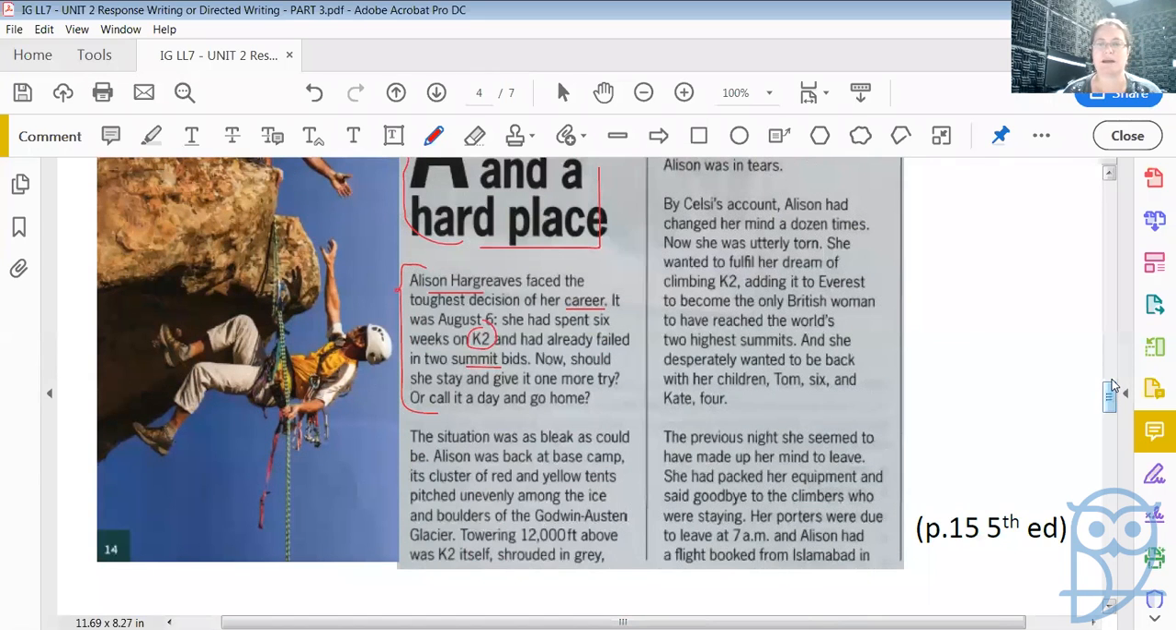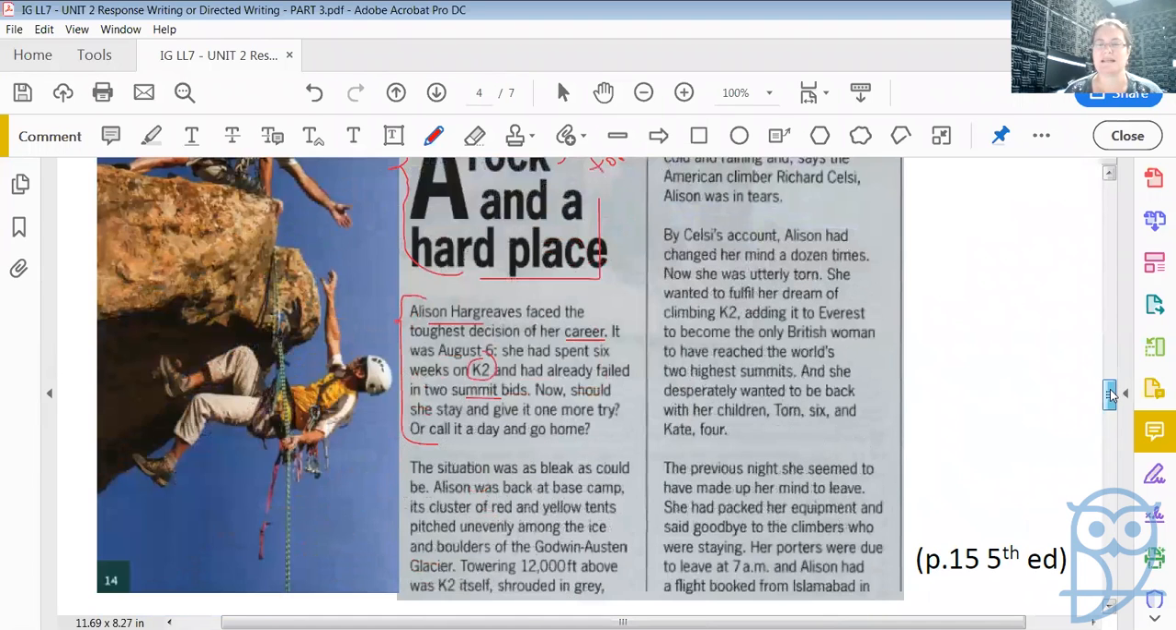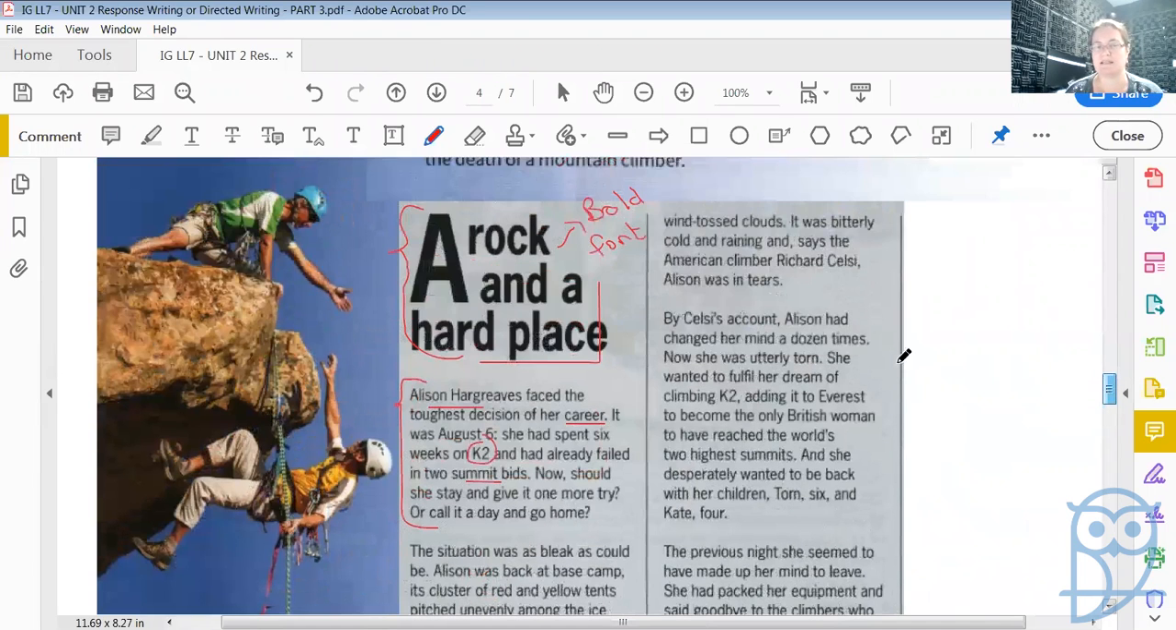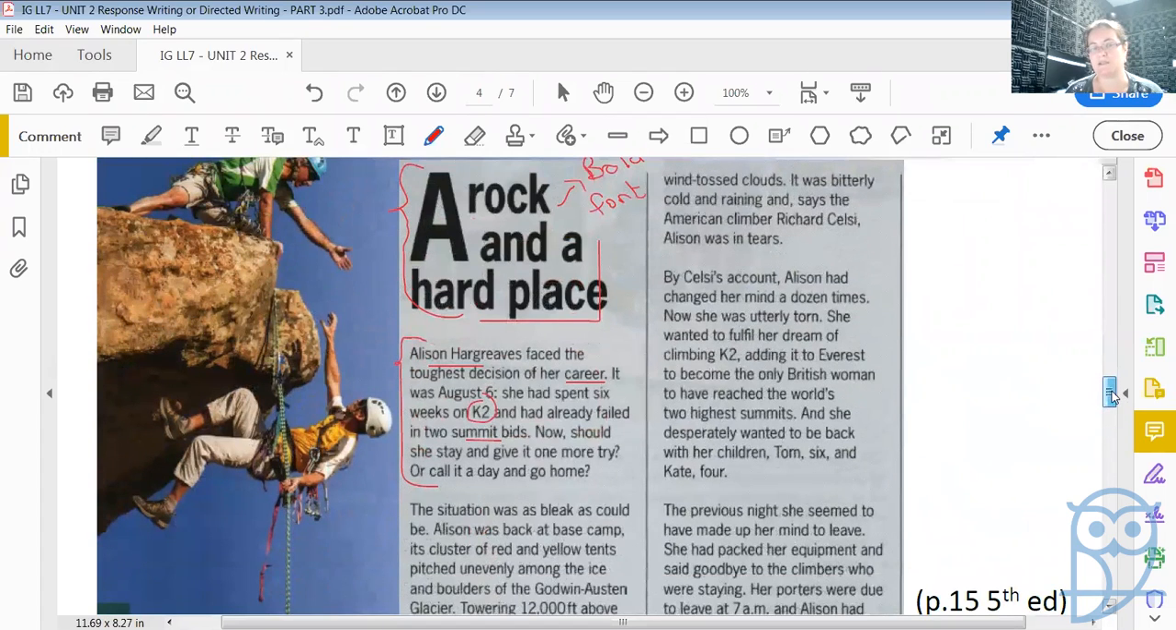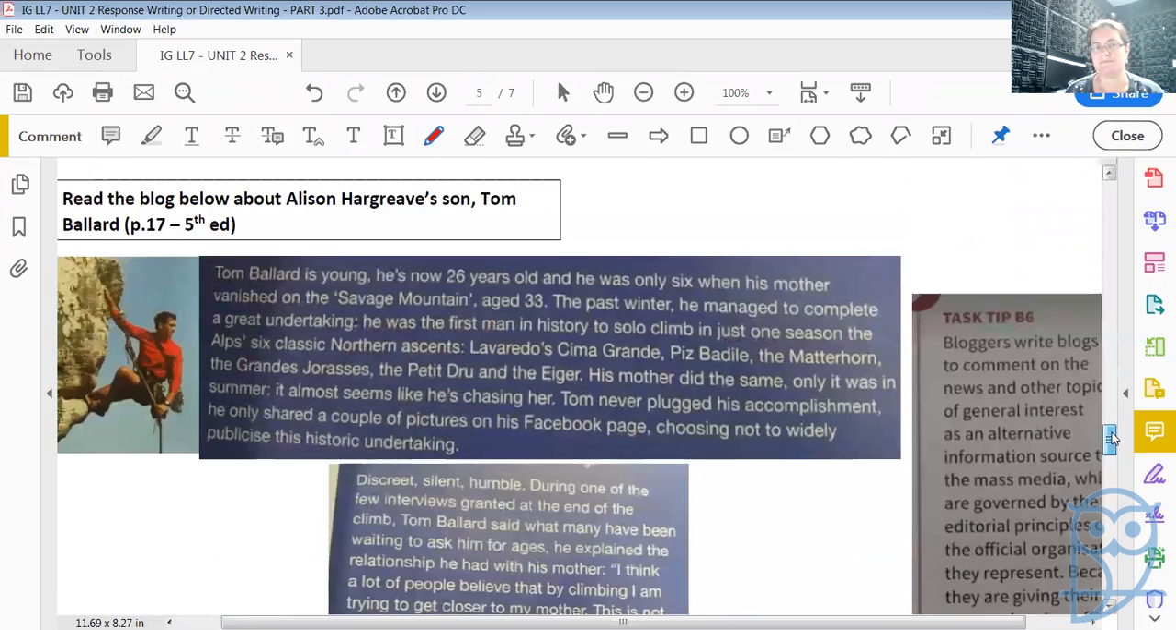So you'd be given quite factual information as well. And this is the kind of thing that you would find in a magazine article along with a picture to entice you into the article. Now let's look at a blog. This is the kind of thing you would be looking at on a website page.